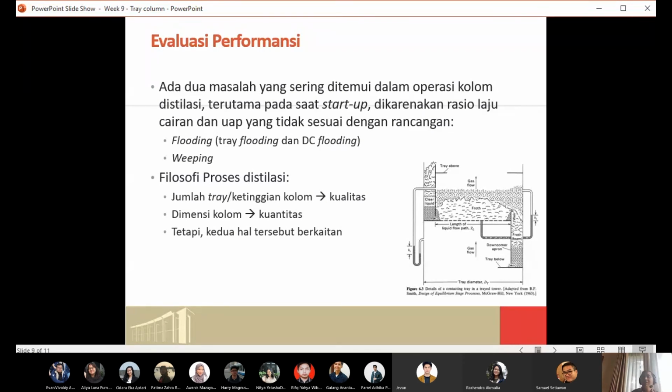I think that is enough for the background of this hydrodynamic evaluation of the distillation column. Do you have any questions regarding this explanation before we start our case study? Sir, I have a question. Yes, please. You explained about flooding, but what is jet flooding?